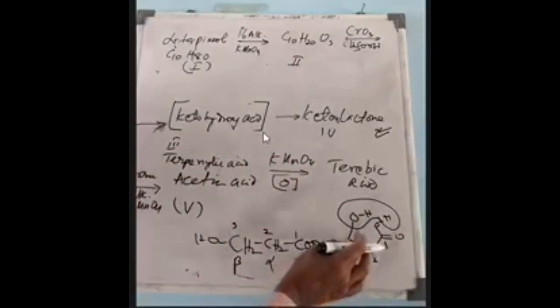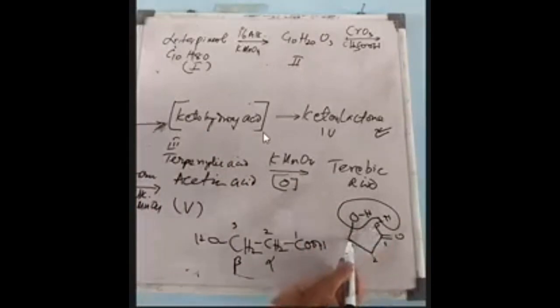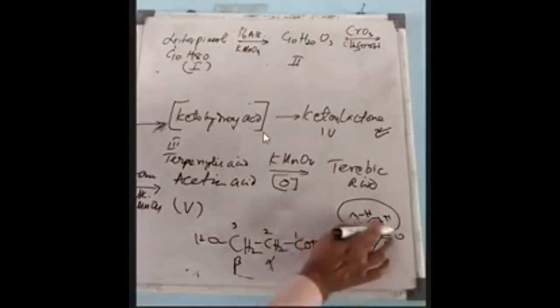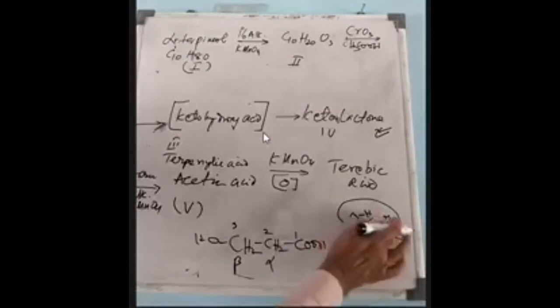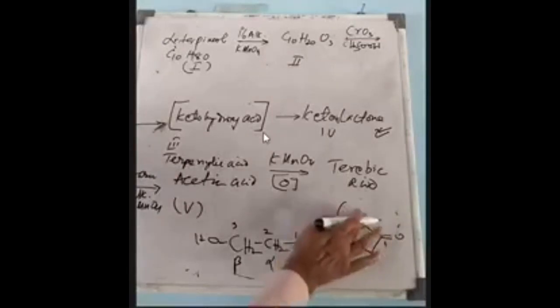So remaining behind is only O, and this O will be attached with this carbon atom. So now the water molecule is removed. I write it here in this way. Water molecule is removed, so now we will get this compound, and this is known as a lactone. Which lactone? The lactone of beta hydroxypropionic acid. Now you see alpha, beta, so it is a beta lactone, the beta lactone of beta hydroxypropionic acid or 3-hydroxypropanoic acid.